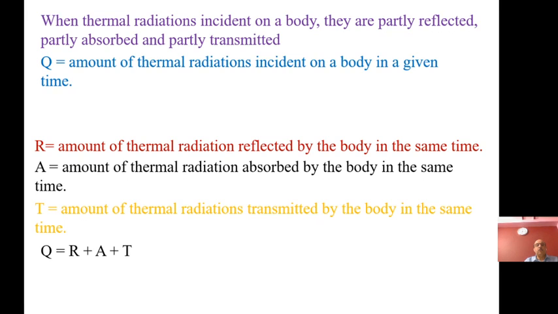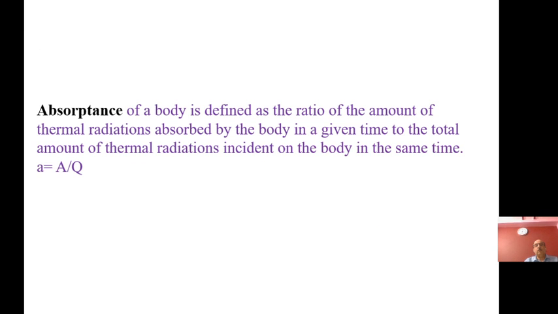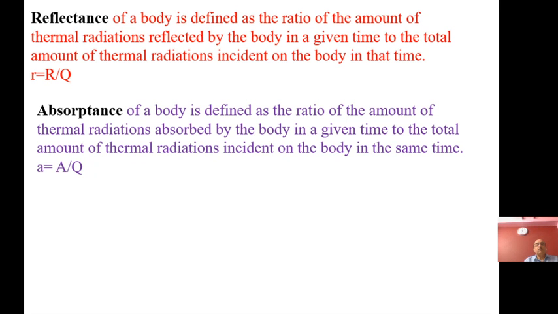So we already discussed Q is equal to R plus A plus T. That is reflected thermal radiation energy plus absorbed radiation energy plus transmitted thermal energy will be equal to the total radiation which is coming on the object. And we again recapitulate. Small r is equal to capital R by Q. That is called reflectance. It is the ratio of thermal radiation reflected by the object in the given time to the total amount of thermal radiation incident on the body in that time.